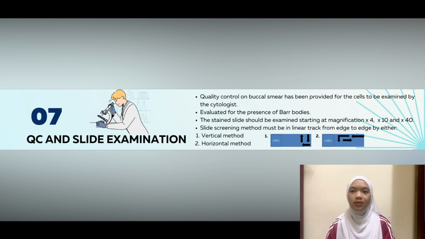at the overall distribution of the cells and marking abnormal cells to be referred, times 10 magnification to look at the distribution and morphology of cells, times 40 magnification to view morphology of cytoplasm or nucleus and confirmation of any infections or cell abnormalities. The slide screening method must be in a linear track from edge to edge by either the vertical method or horizontal method.